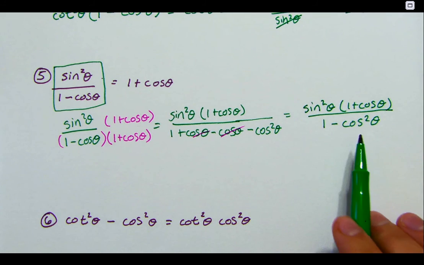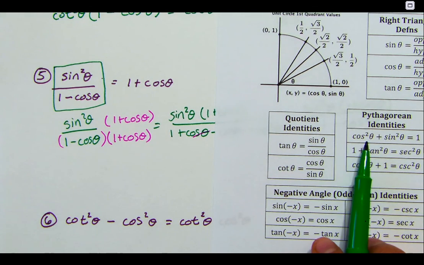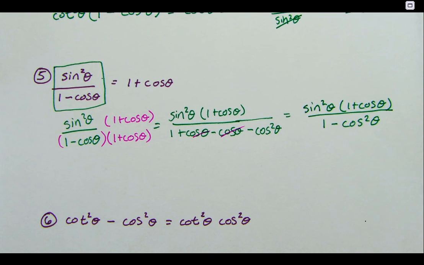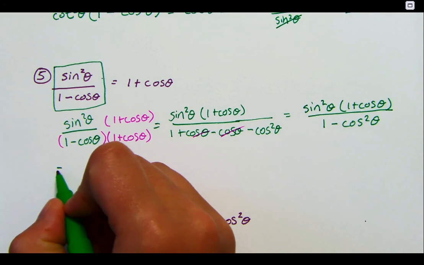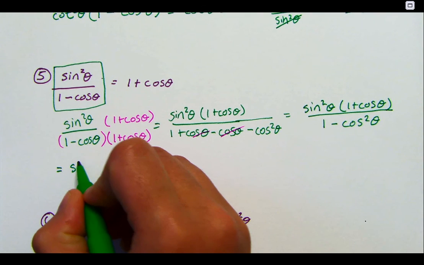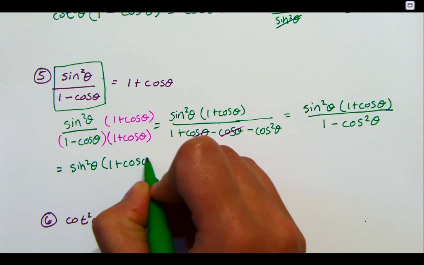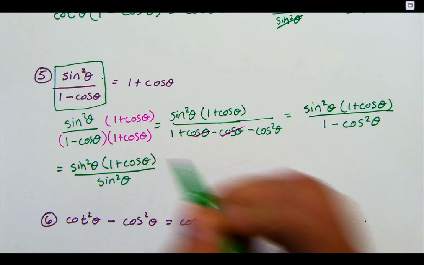So now I have one of the Pythagorean identities. So if I rearrange this one by subtracting that cosine squared over, then I can replace the denominator with sine squared. Okay, so numerator is the same. So sine squared theta times 1 plus cosine theta over sine squared theta.